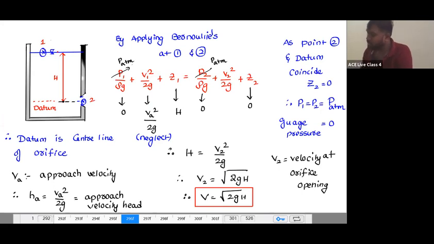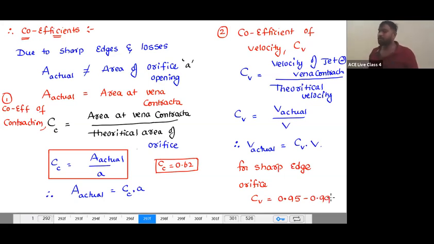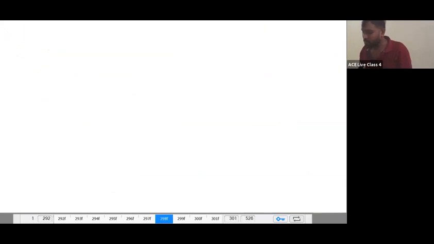Okay. Now, V actual. Generally, for a sharp edge orifice, CV is around 0.95 to 0.99. So this is the CV value here. Once we know this CV, you see these are actual and these are theoretical. So finally, what we require is the discharge.